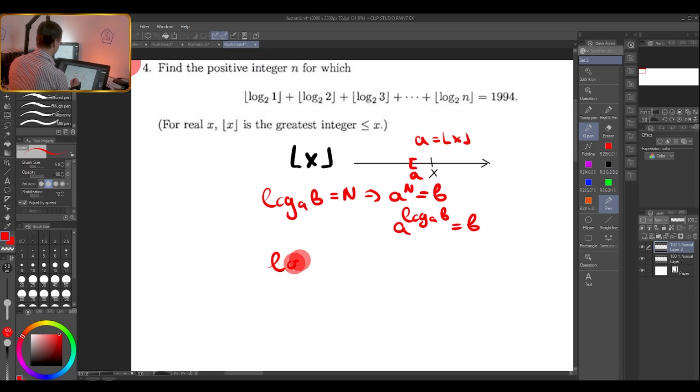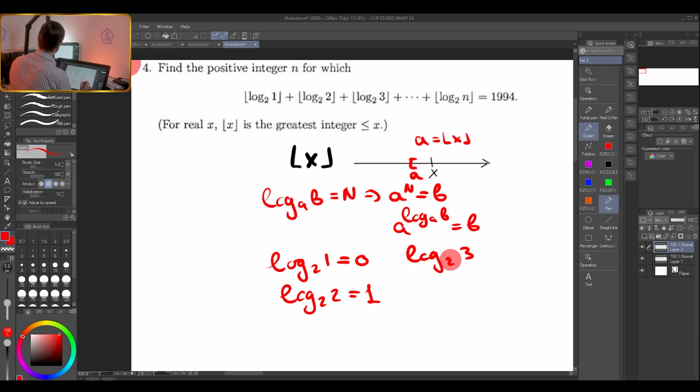Log base 2 of 1. 2 should be raised to some power to get 1. It's obviously 0. What is log base 2 of 2? So 2 should be raised to some power to get 2. It is obviously 1. What is log base 2 of 3? 2 should be raised to some power to get 3.